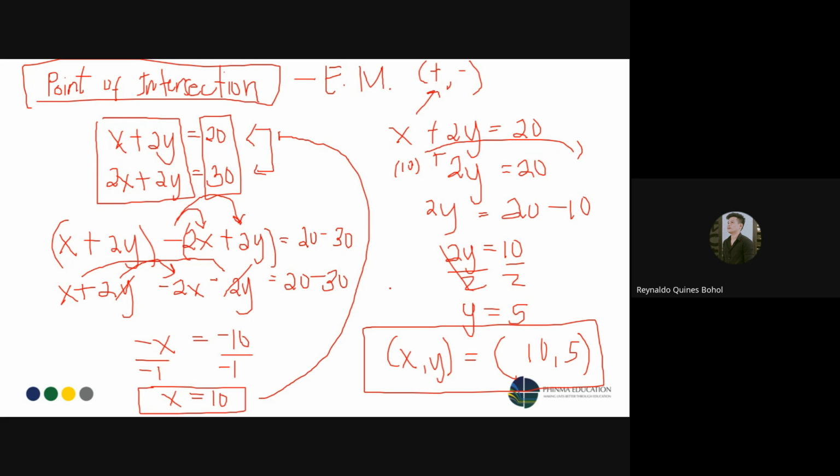Next. So we're done with the point of intersection. Now we're ready to connect all the dots or all the coordinates in Cartesian plane. Okay, we're going to use the Cartesian plane here. So I hope everyone is familiar with the Cartesian plane, and everyone must know how to plot the coordinates.